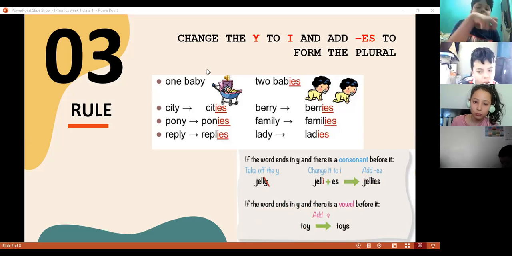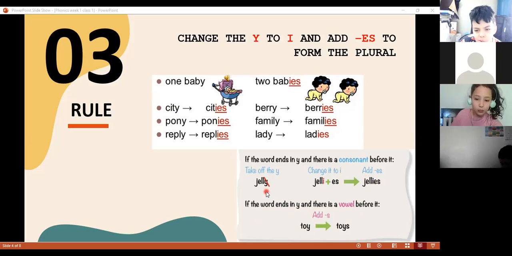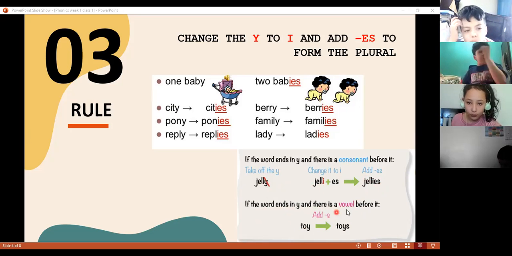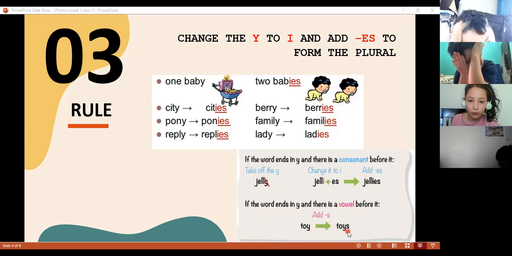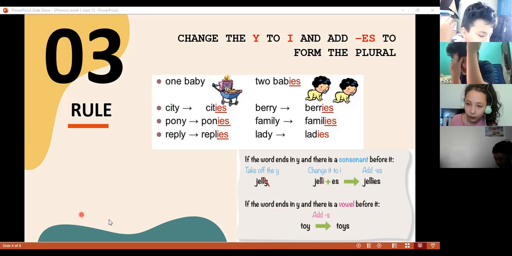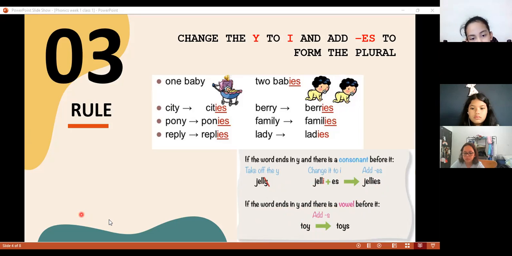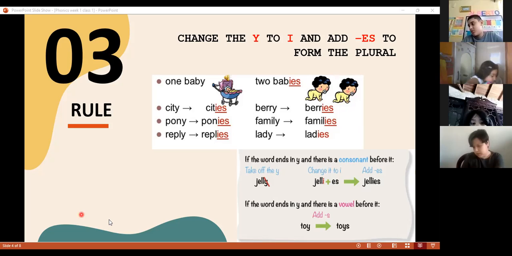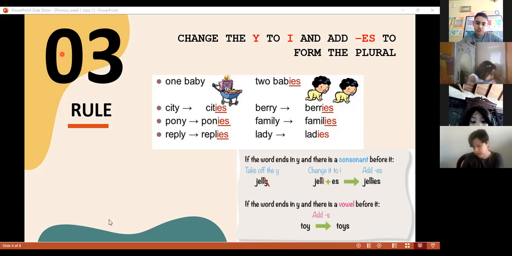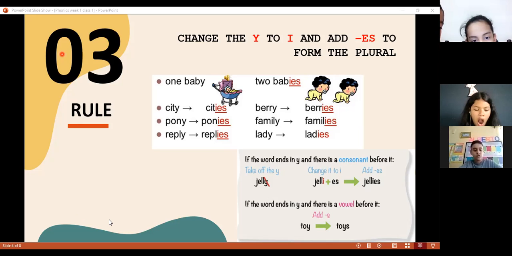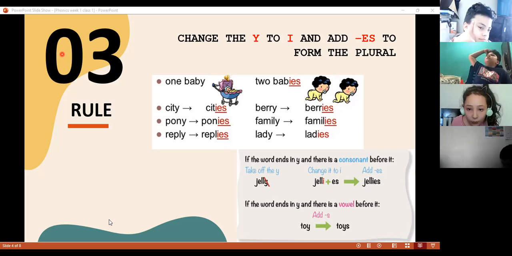Look at the word one more time. Jelly, before the Y, there is a consonant, the letter L. So we write jelly with I-E-S. But if there is a vowel before, like in toy, there is a vowel before the letter Y, we just write the letter S to form the plural. We're not going to change anything. So that's why it's toy, toys. So we need to take care of this, looking at the letter that is before, to know if we're going to write S, ES, or just ES.